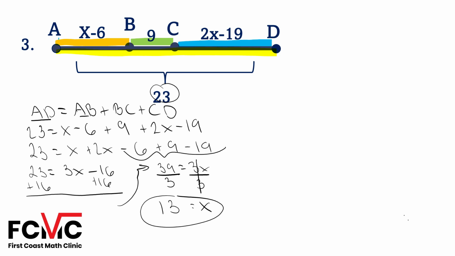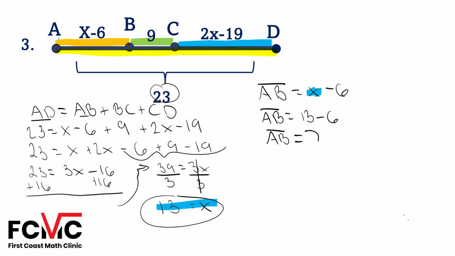Now let's find our segment lengths. In particular, let's find the length of AB. AB we know is x minus 6. Well, our value for x is 13, so let's substitute 13 in for x. So AB equals 13 minus 6, and AB equals 7. So our length for AB is 7.